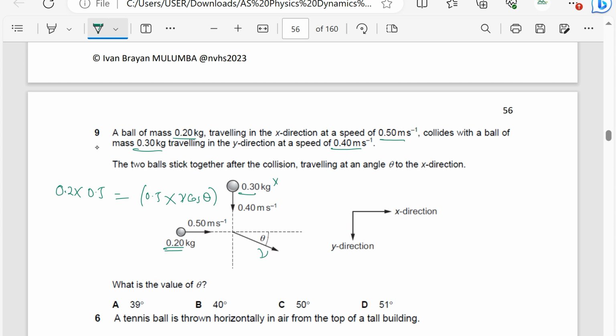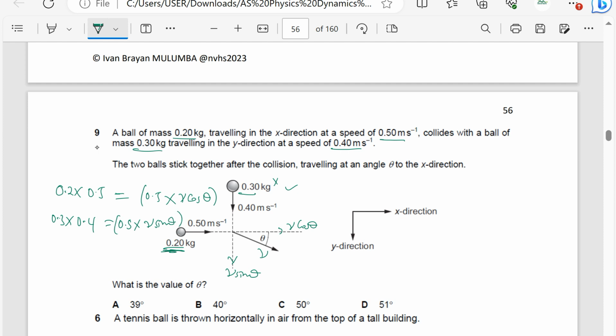If I conserve momentum in the vertical, this one was initially not having momentum in the vertical, so total momentum in the vertical was only for the other one, which is 0.3 times its speed, which is 0.4. That is total momentum in the vertical before collision. Then after collision, we resolve v in the vertical. This will be v sine theta because this was v cos theta. So they stick together, remember? So this becomes total mass 0.5 times their common velocity v sine theta after collision.